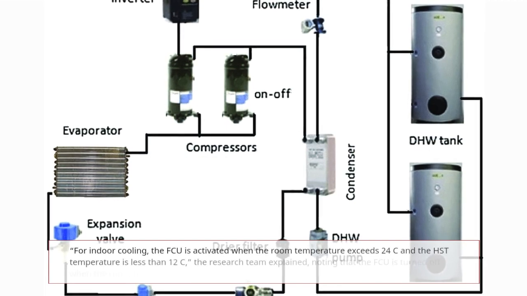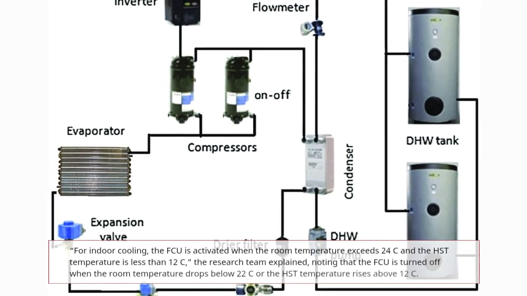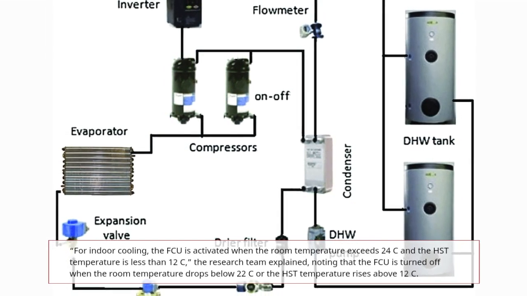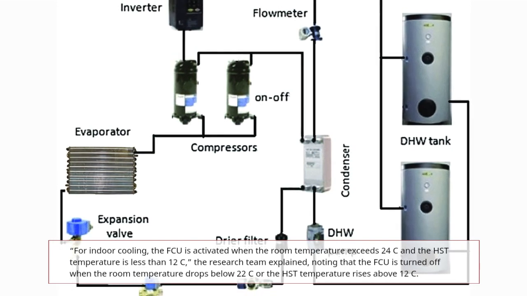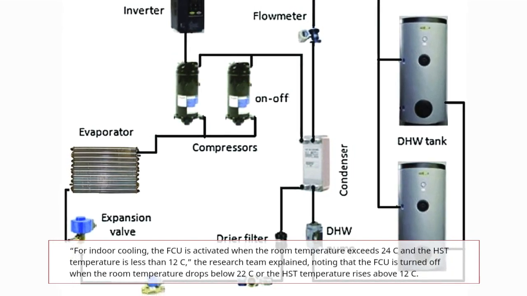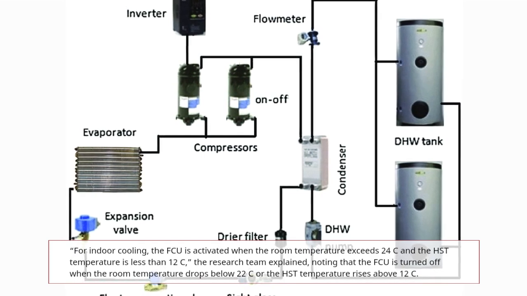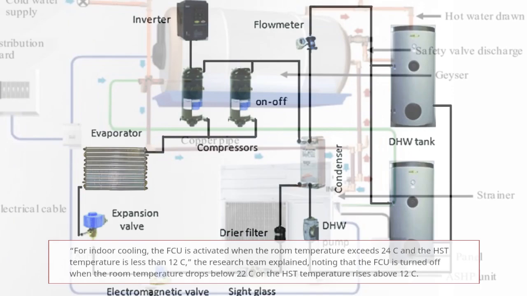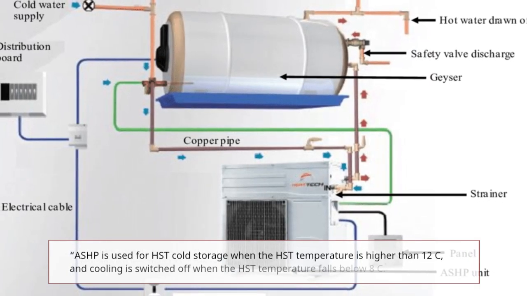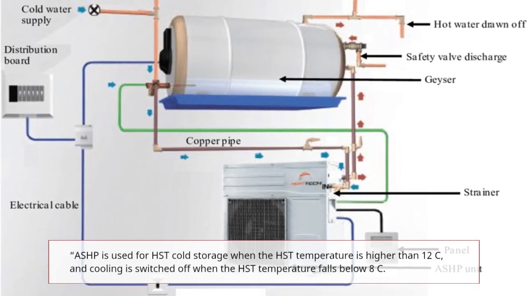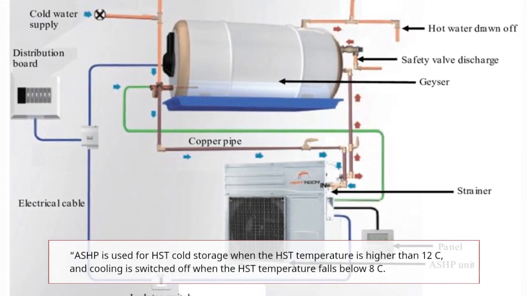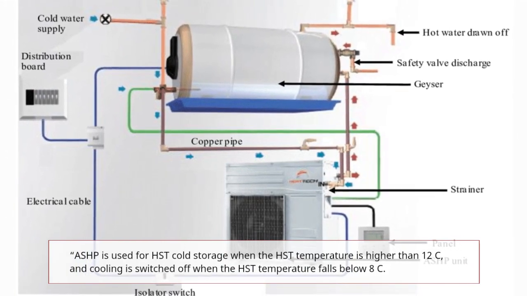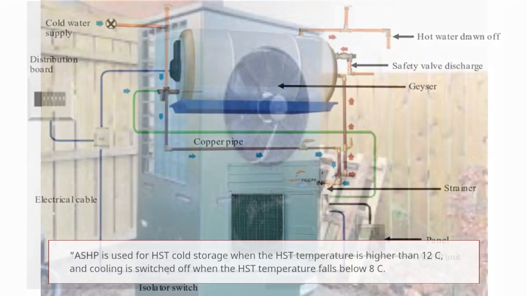For indoor cooling, the FCU is activated when the room temperature exceeds 24 C and the HST temperature is less than 12 C, the research team explained, noting that the FCU is turned off when the room temperature drops below 22 C or the HST temperature rises above 12 C. ASHP is used for HST cold storage when the HST temperature is higher than 12 C, and cooling is switched off when the HST temperature falls below 8 C.